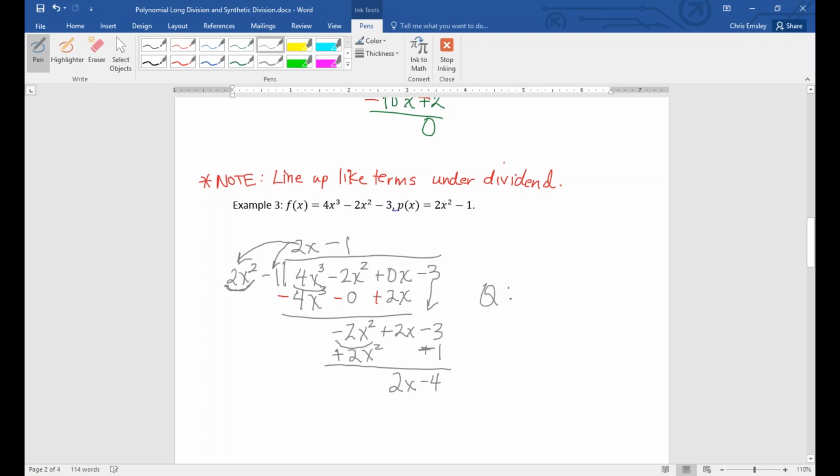So our answer, our quotient is 2x minus 1. Our remainder is 2x minus 4. Or if we wanted to, we could write that all in one expression. The remainder divided by our divisor.